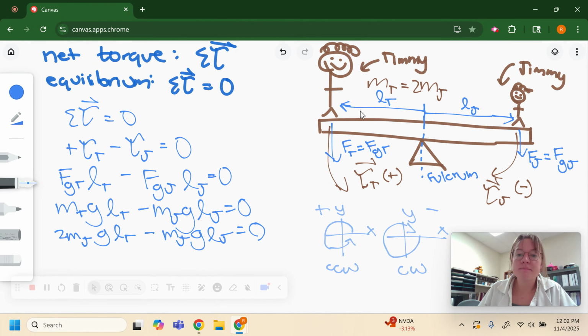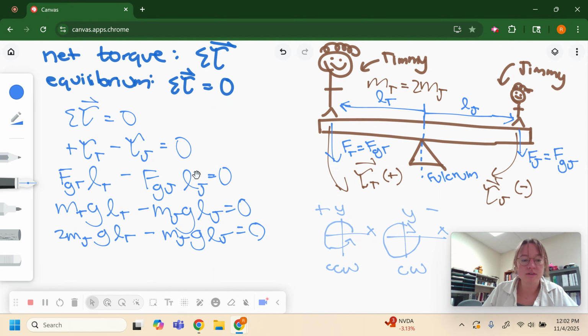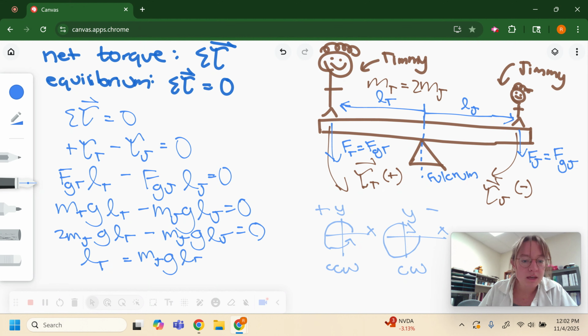And now, what I'm looking for ultimately is where Timmy should stand. I'm looking for the length of Timmy's lever arm, so I can rearrange to find it. I can move this over to the other side. So I get the mass of Jimmy times G times the length of the lever arm for Jimmy, divided by 2 times the mass of Jimmy times G. And hey, check it out: our G's cancel out, the mass of Jimmy cancels out, and I'm left with the length of Timmy's lever arm should be 1/2 times the length of Jimmy's lever arm.